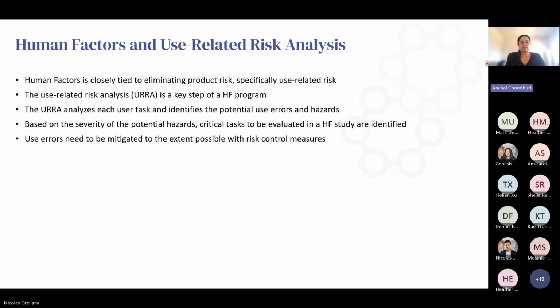And even if there are no critical tasks identified, any potential use errors and hazards that are identified as part of the risk analysis, the URRA, need to be mitigated to the extent possible with risk control measures. So for example, going back to the needle stick injection device, if a needle stick is a hazard, the addition of a needle safety guard is a common risk control measure.